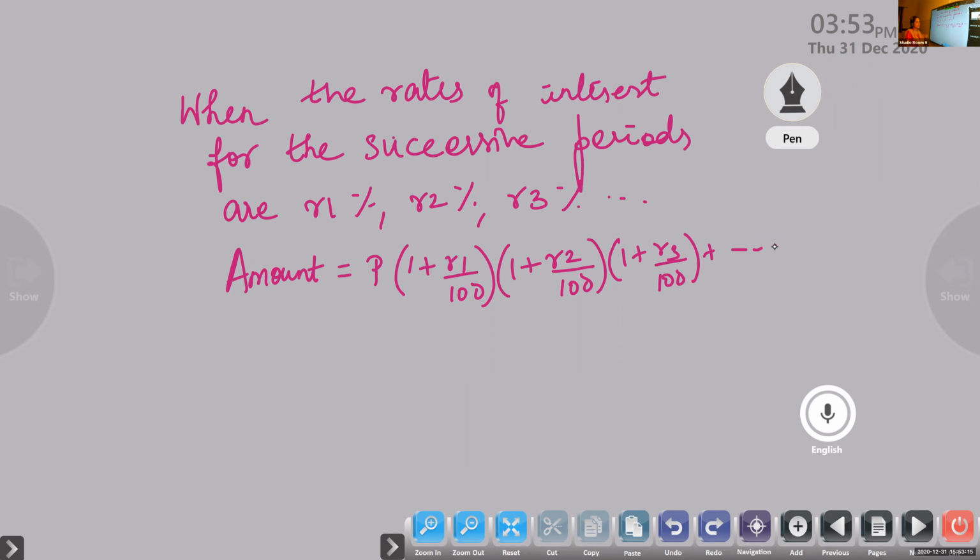See, suppose they are saying first year the compound interest will be 5%. Next year it will be 6%. Third year it will be 7%. So every year the rate of interest is going on increasing. Is it clear? It is compounded annually, but first year it is R1%, second year R2%, third year R3%, and if it goes on like this, the amount is given by P into 1 plus R1 by 100 into 1 plus R2 by 100 into 1 plus R3 by 100 and so on.